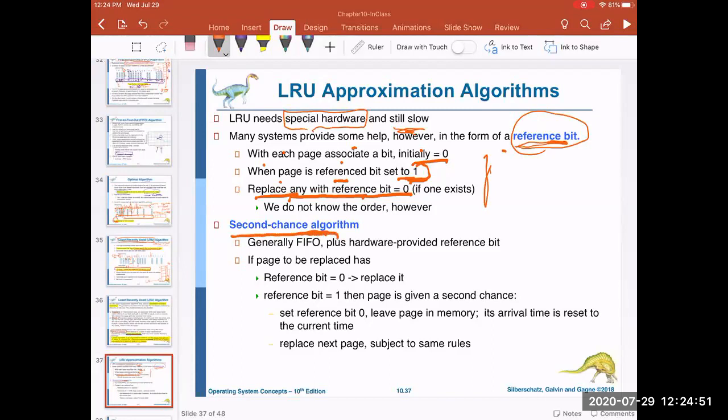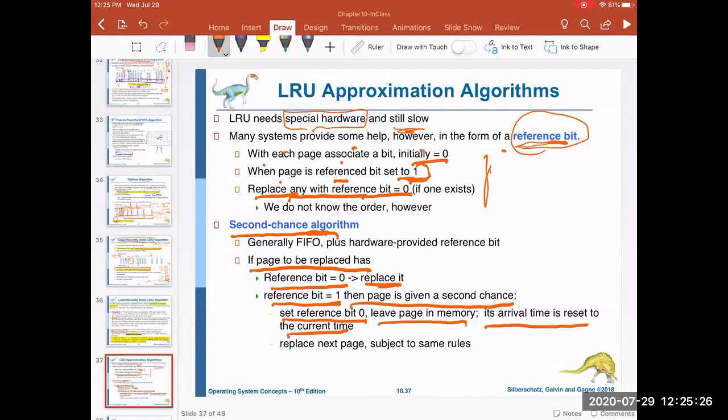So what is the second chance algorithm? If the page to be replaced has a reference bit equal to 0, it is replaced. If the reference bit is 1, then the page is given a second chance. It is not replaced. So what is done for that particular page? The reference bit is set to 0, the page is left in memory, and its arrival time is set to the current time. This is the modification done for that bit.